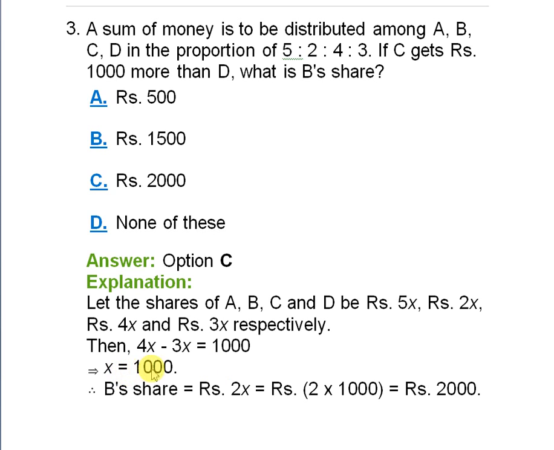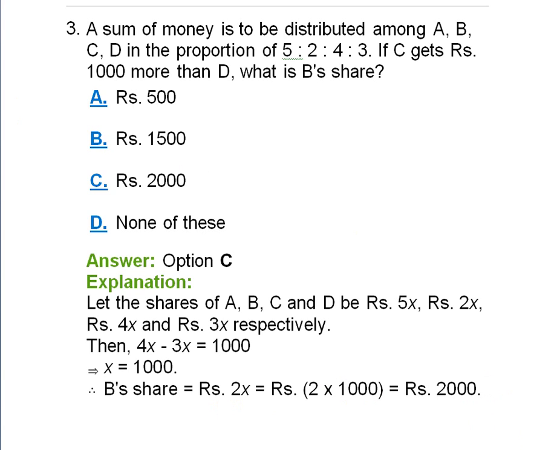So you have to calculate B's share. You can easily put the value of x in these equations, and B is 2x. So once you put the value of x, you get B's share as 2000 rupees, and that is your answer option C.